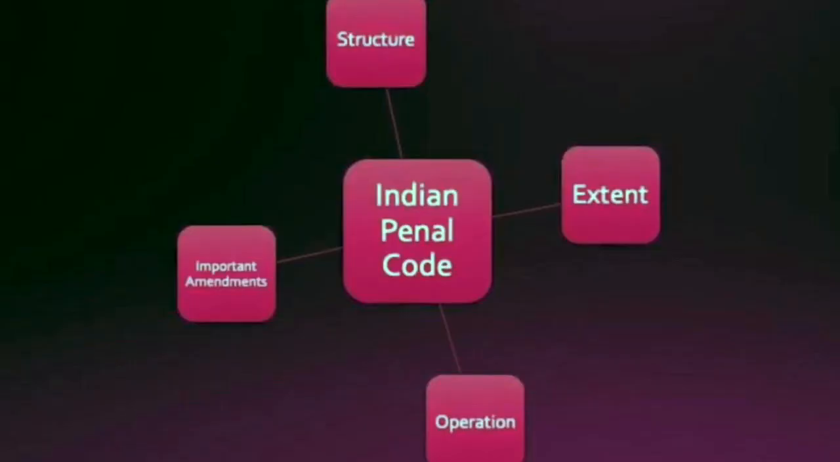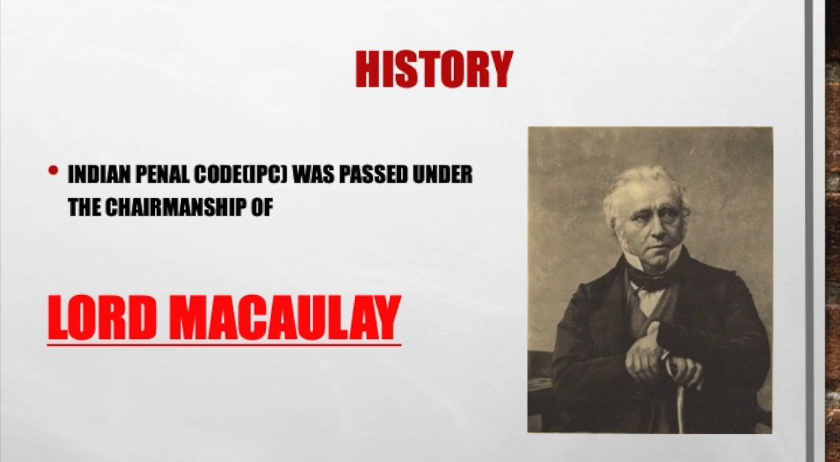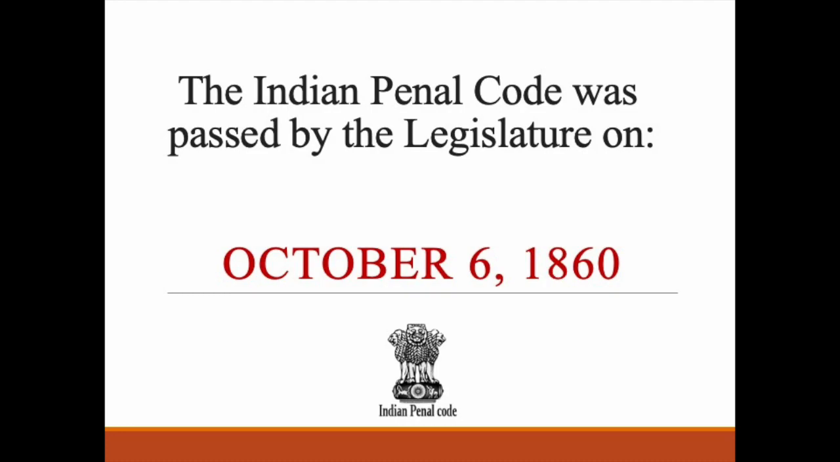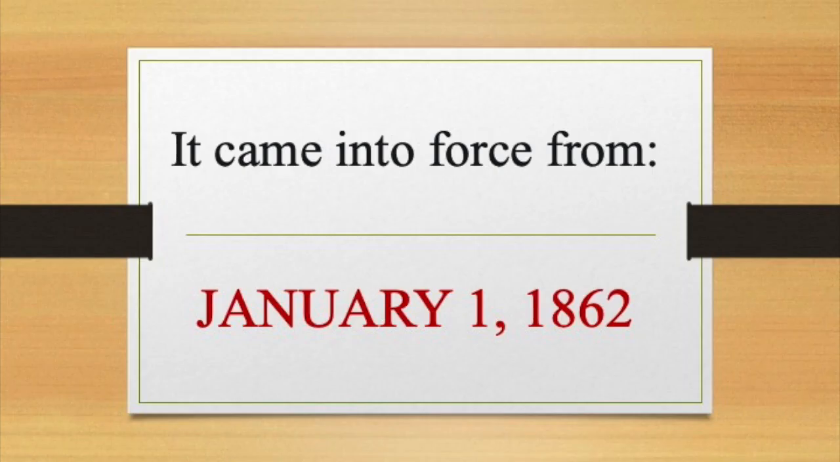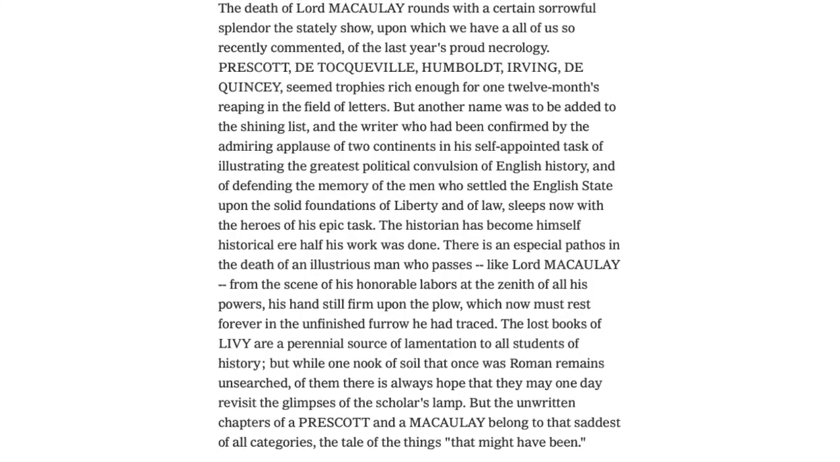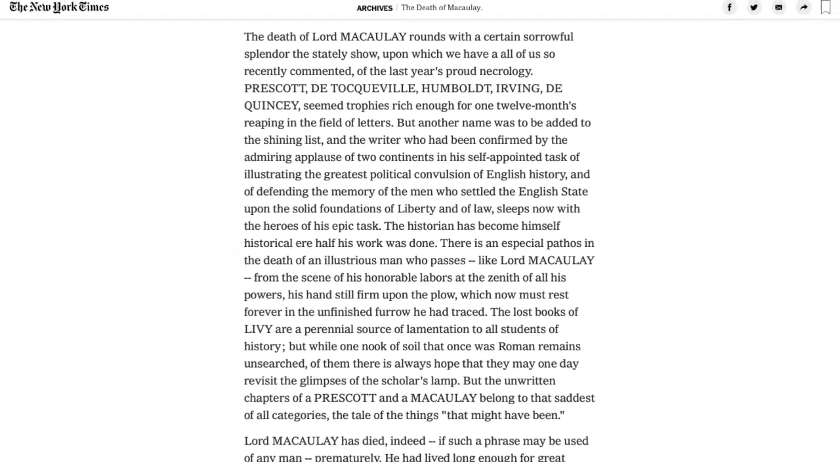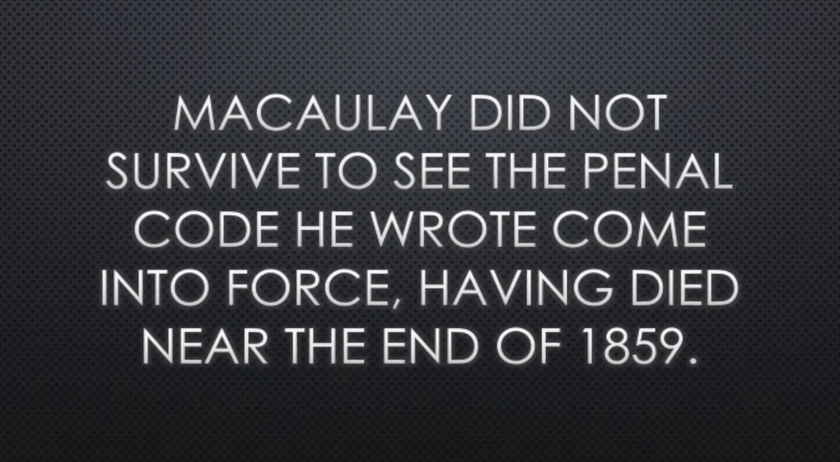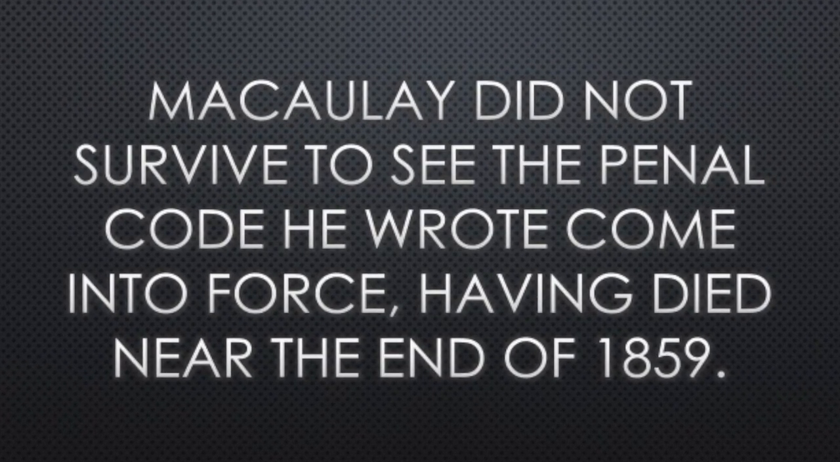As discussed in our last video, today we will talk about the extent, structure and important amendments to IPC 1860. As we have discussed in our last episode, the Indian Penal Code was passed under the chairmanship of Lord Macaulay. It was passed by the legislature on October 6, 1860 and came into force on January 1st, 1862. It is unfortunate that Macaulay didn't survive to see the penal code he wrote come into force, having died near the end of 1859.